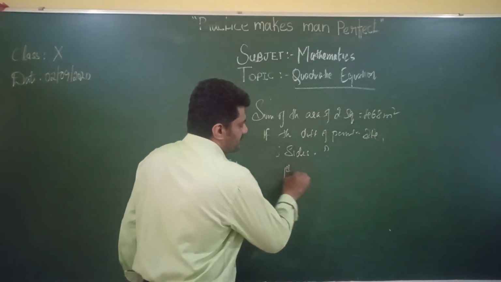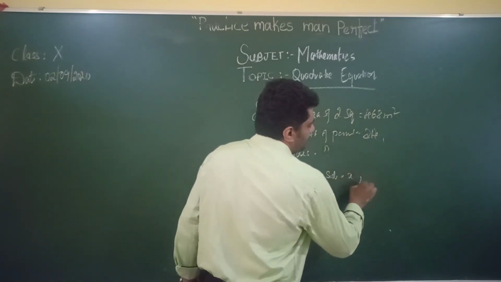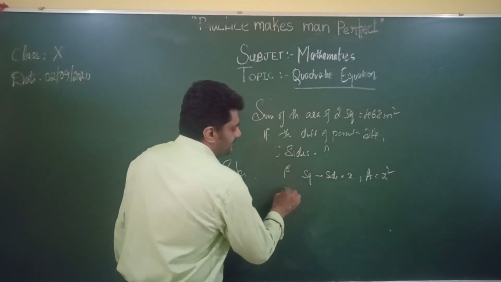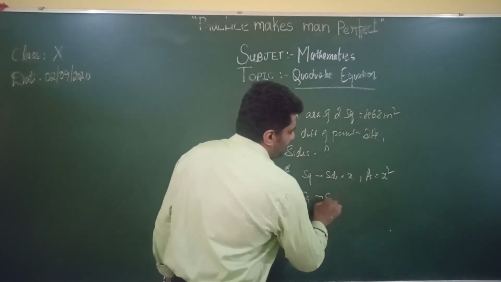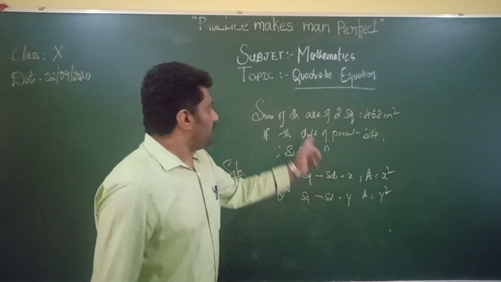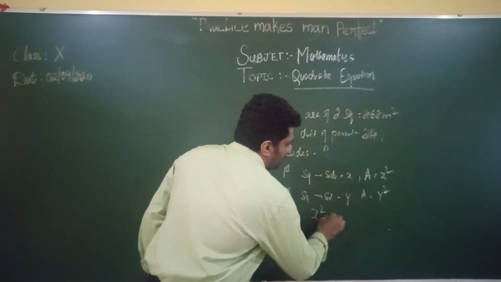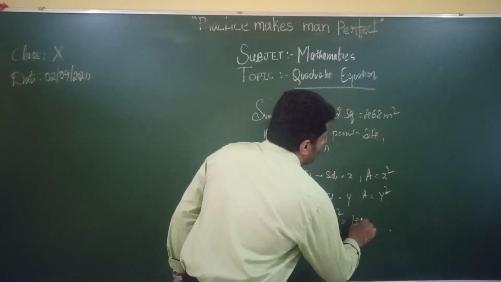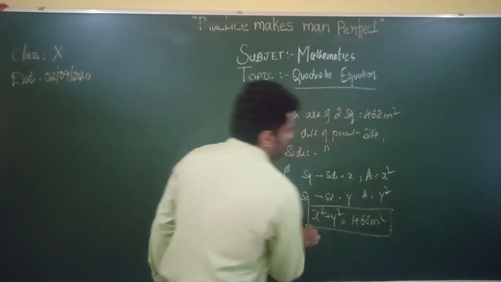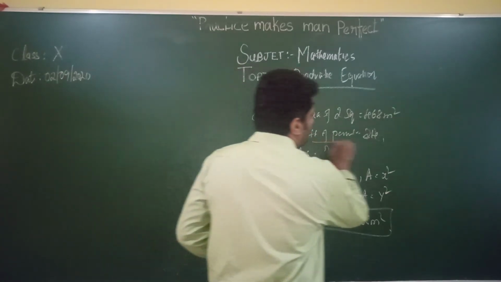Okay, the first square, side equal to x. Therefore, area is x square. Similarly, second square, side is y. Area is y square. What is the sum of the areas of 2 squares? Can I write x square plus y square is equal to 468 meters square. This is the first equation.